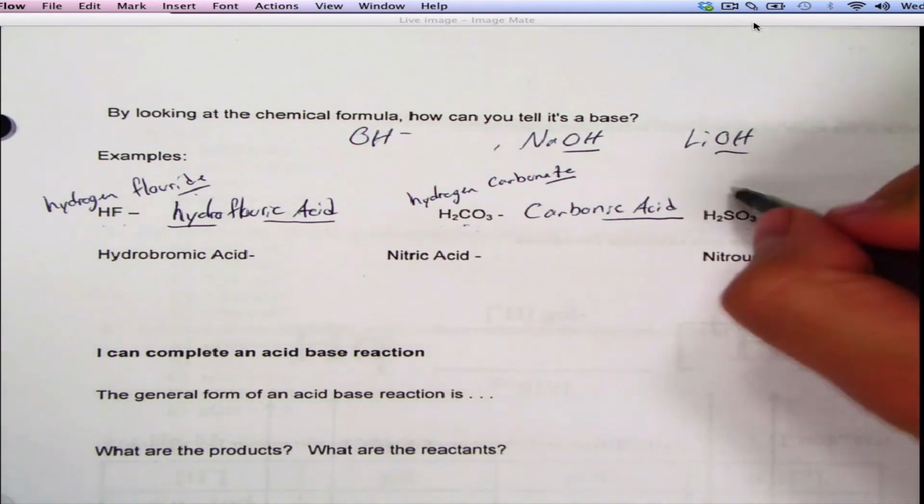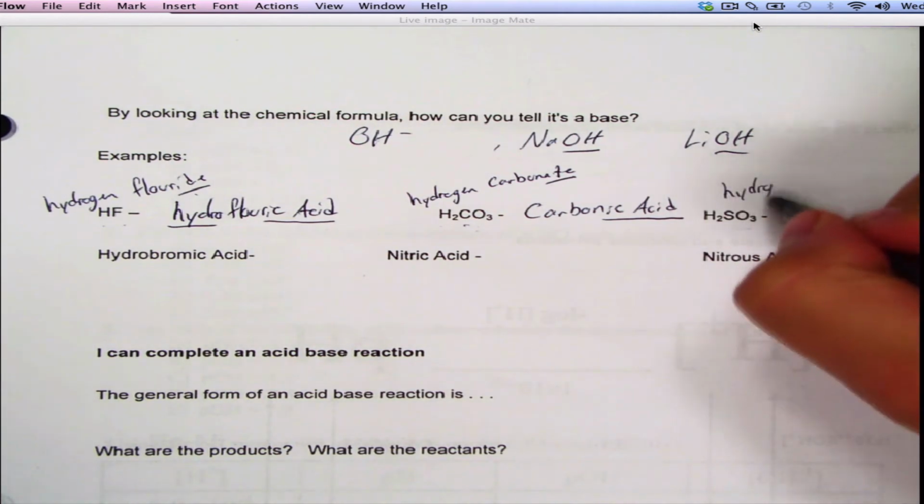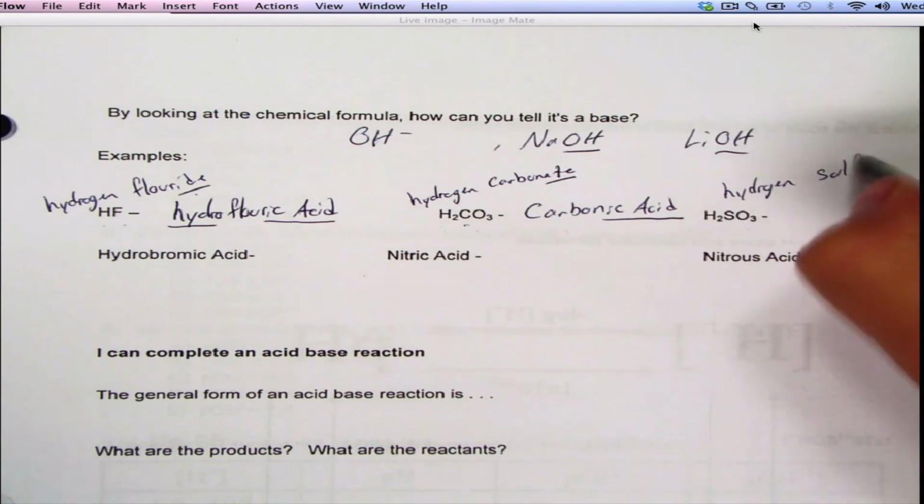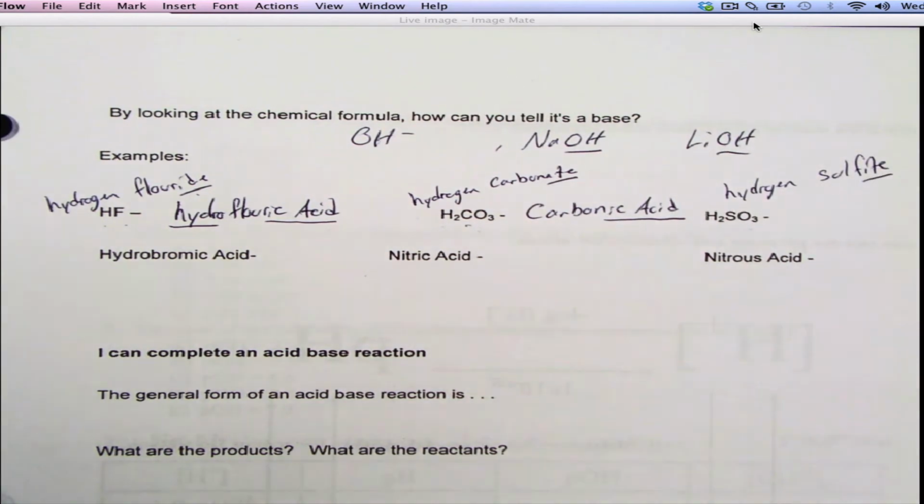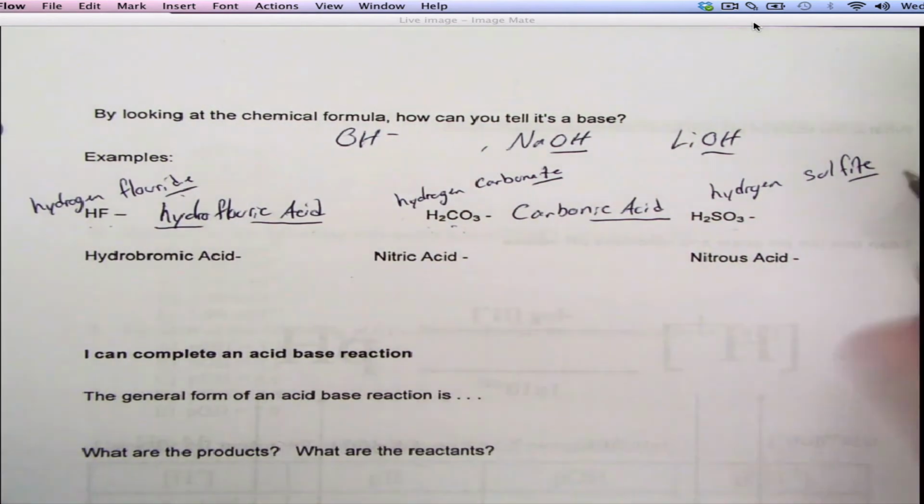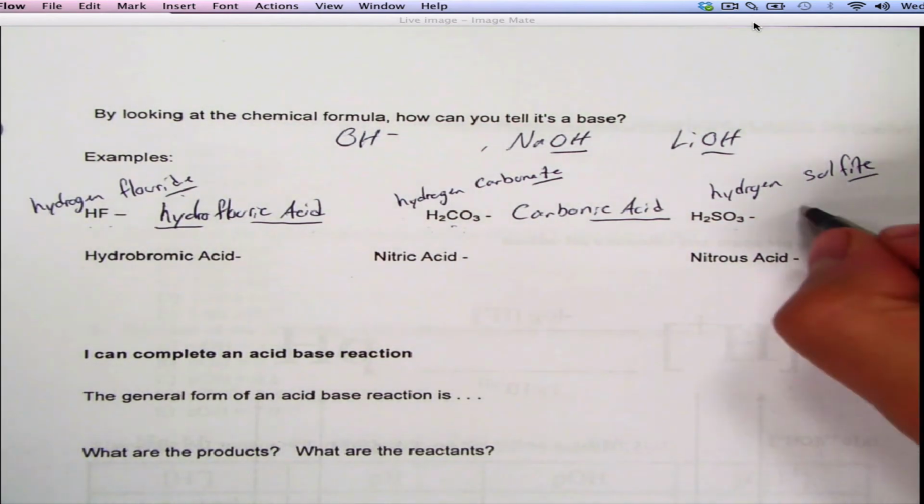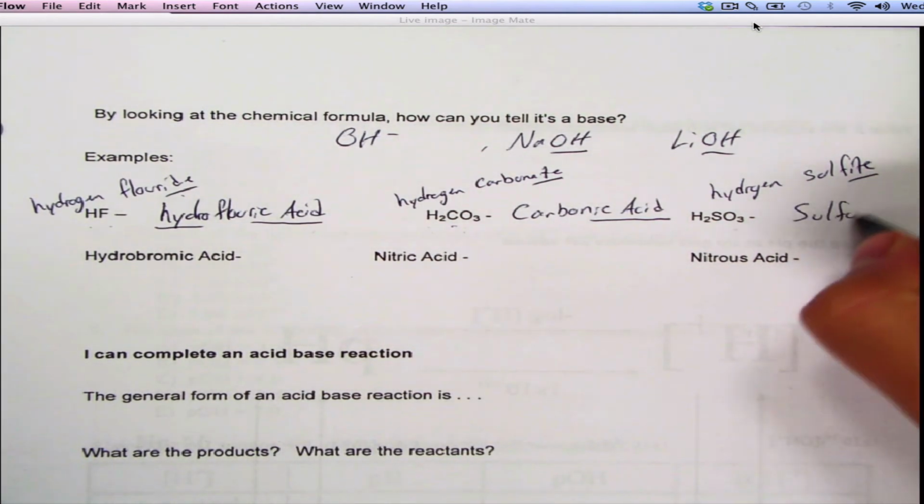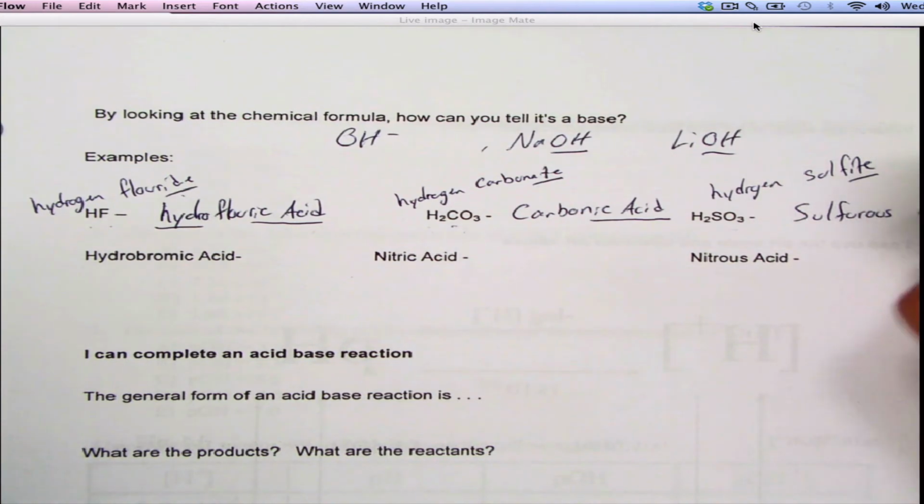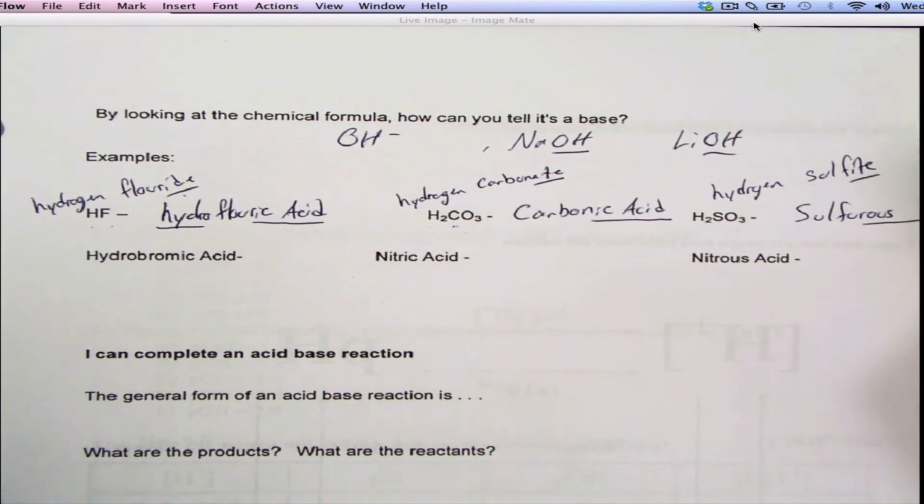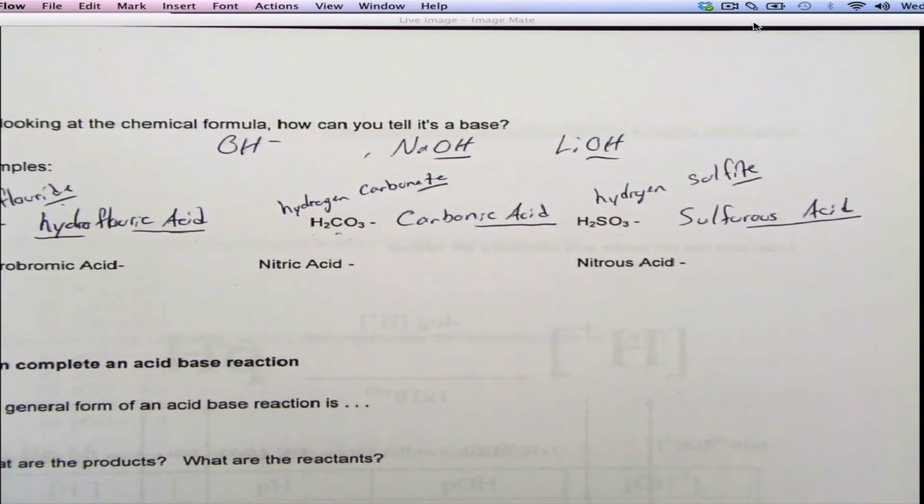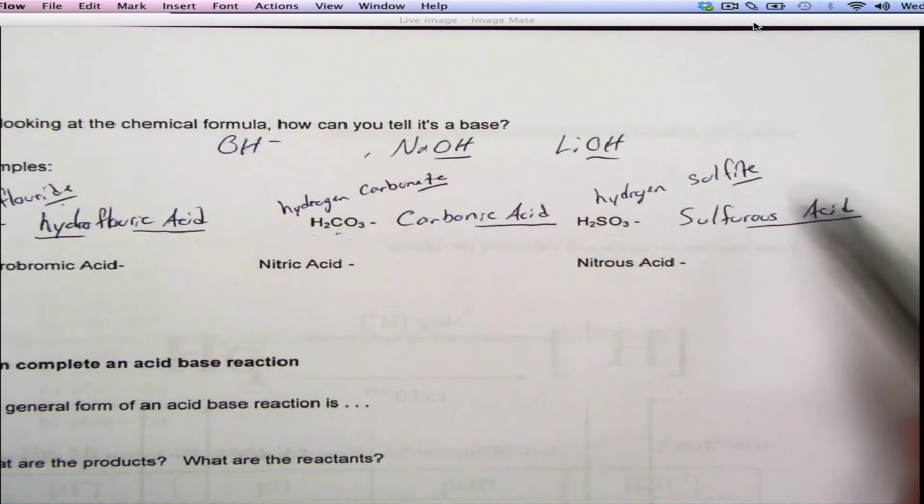What's H2SO3? We know it's hydrogen, and it's going to be sulfite. So what's the rule? Ite changes to ous. So it's going to be sulfurous acid. But if you put sulfous acid, I probably wouldn't mark it wrong because you are following the rule. It's more of a terminology deal, more of a semantics thing. So sulfurous or sulfous would be just fine. And ous changes to ite.